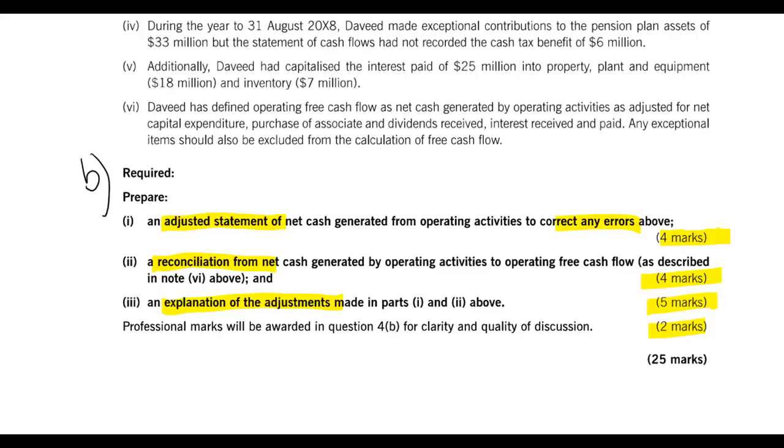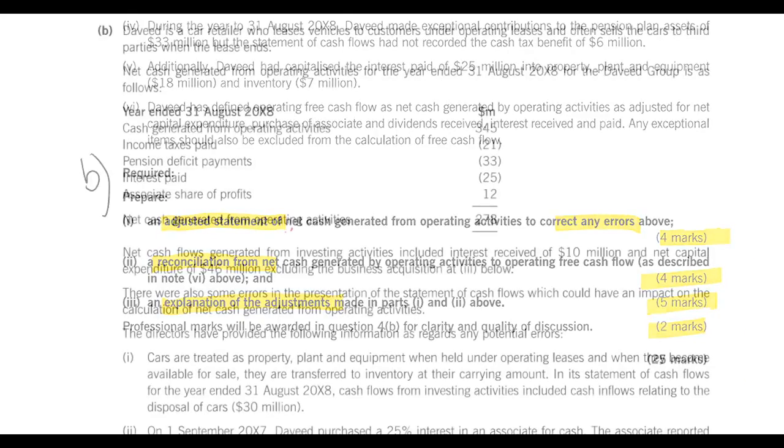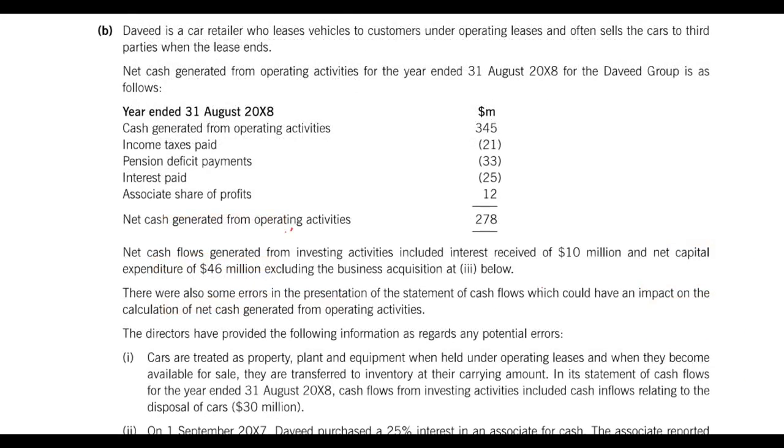The first part is about the adjustment to correct errors. David is a car retailer who leases vehicles to customers under operating leases and often sells cars to a third party when the lease ends. So as an aside, that actually means that David is a lessor who will have rental income and also be selling cars in the ordinary course of business. Now we've got to do a reconciliation and a correction.